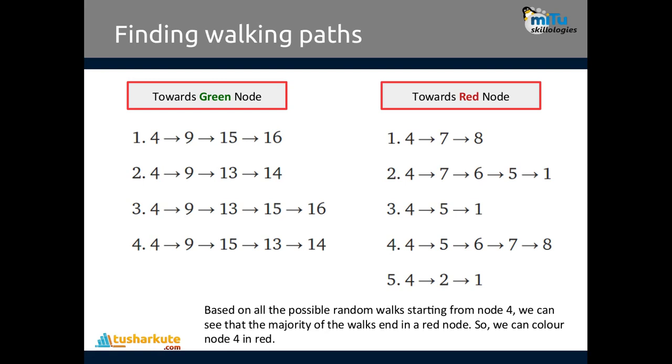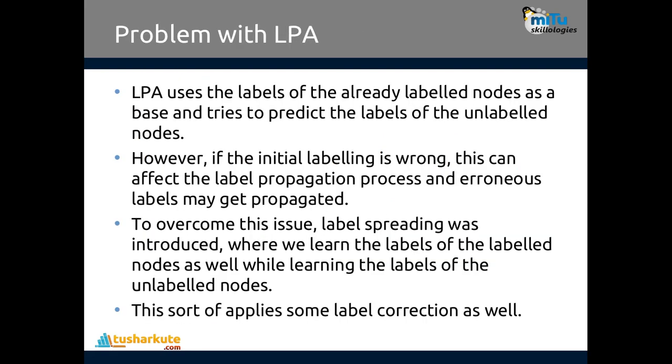This is a common and simple example, a simple methodology, applied by LPA to classify or label the unlabeled examples in the data set. There are some problems that LPA will have. We are going to see LPA with a practical implementation. LPA uses the labels of already labeled nodes as the base and tries to predict the labels of the unlabeled nodes. However, if the initial labeling is wrong, this can affect the label propagation process and erroneous labels may get propagated. So to overcome this issue, label spreading is introduced.